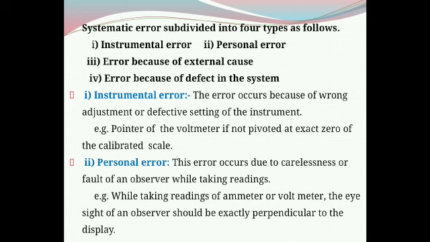Second is personal error. As the name suggests, this error is due to carelessness or fault of an observer while taking readings. For example, while taking readings of an ammeter or voltmeter, the eyesight of the observer should be exactly perpendicular to the display.